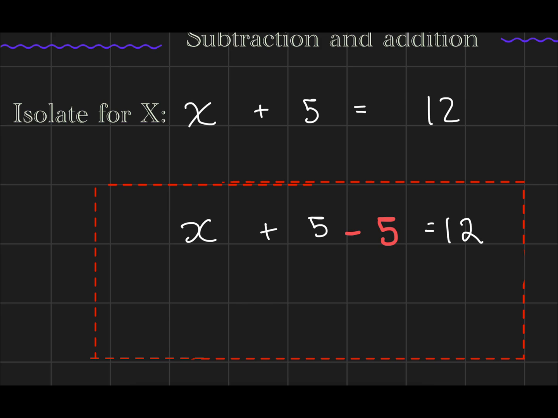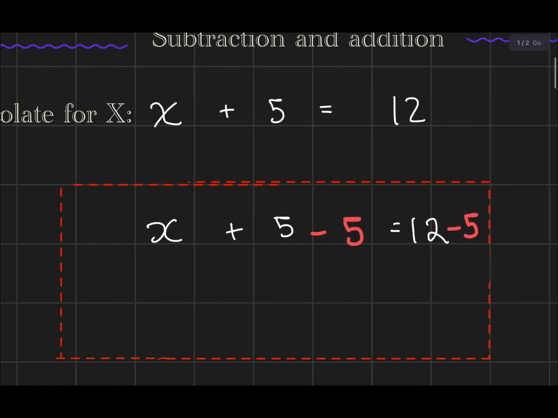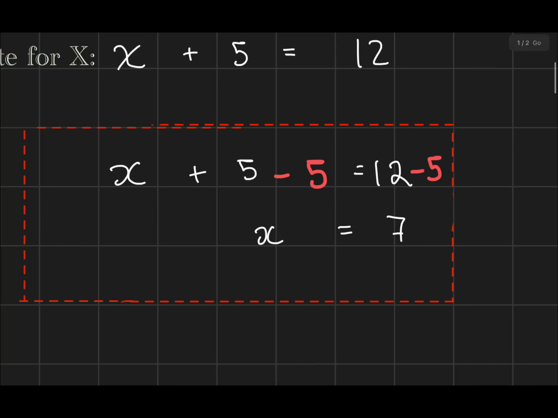However, whatever we do on one side, we must do on the other side. So it's also 12 minus 5. Like we said, 5 minus 5 here will get us 0. So it's really just x. And 12 minus 5 is 7. So we've successfully isolated for the variable x and solved it for 7.